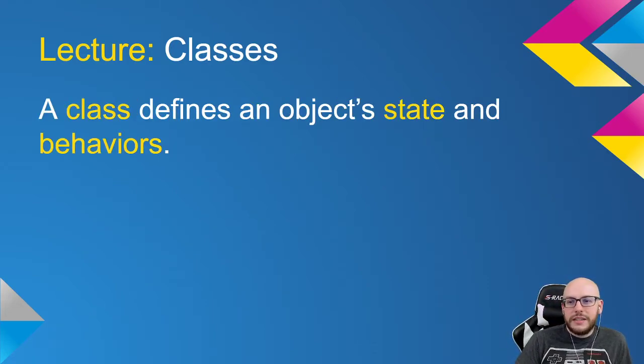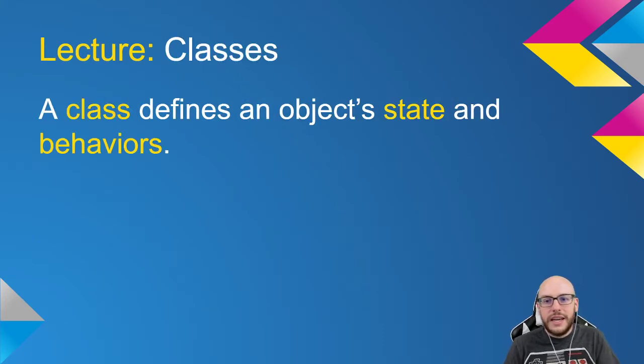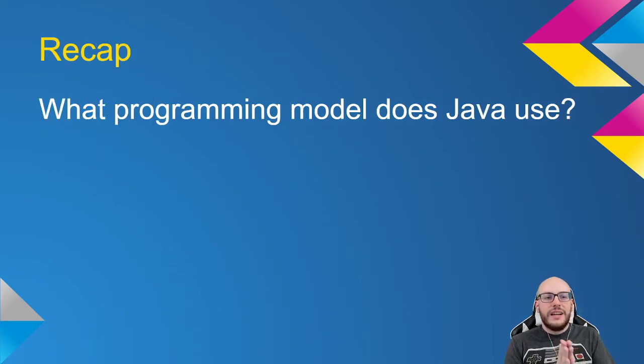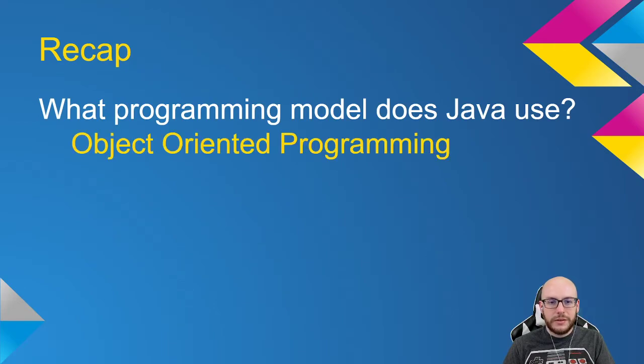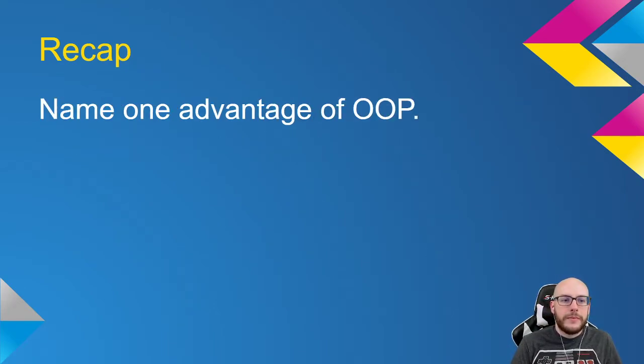A class defines an object's state and behaviors. Right? State is, we'll dive into it. Let's recap. What programming model does Java use? Object-oriented programming. Name one advantage of OOP. I gave you two. I just want one.